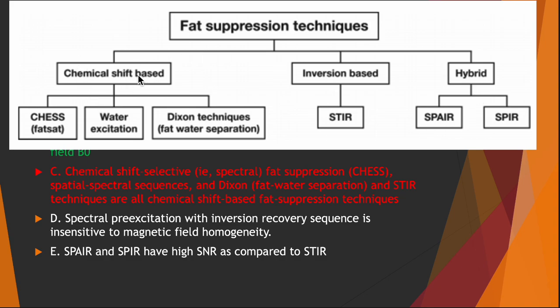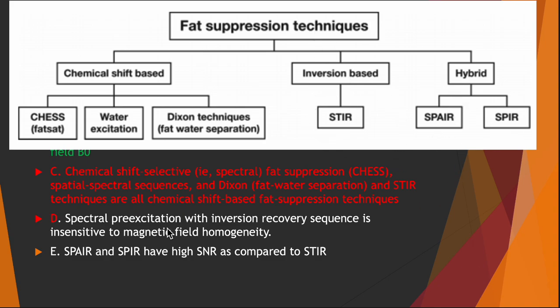as shown in this particular box, you can see that these are the chemical shift based suppression techniques. However, STIR is inversion based, while SPAIR and SPIR are hybrid. So they have the good qualities of both STIR as well as chemical shift based suppression. But CHESS and Dixon are chemical shift based fat suppression techniques. STIR is inversion based, and the hybrid ones are SPAIR.